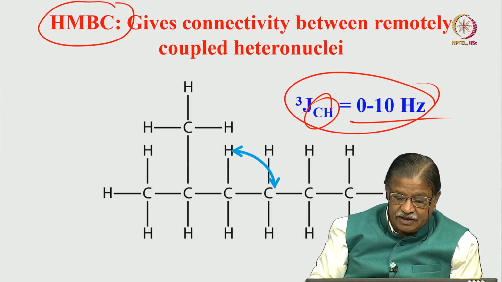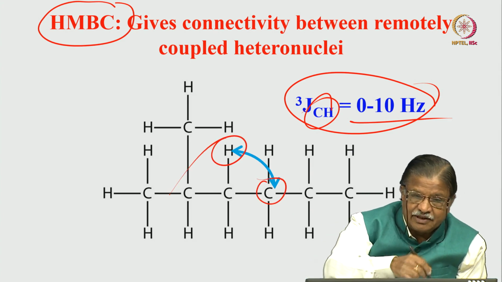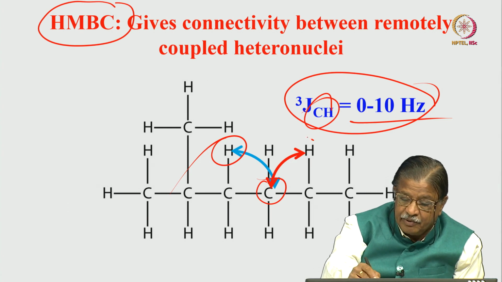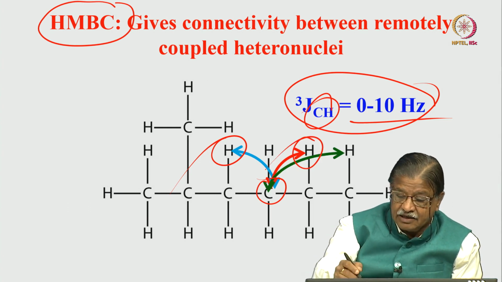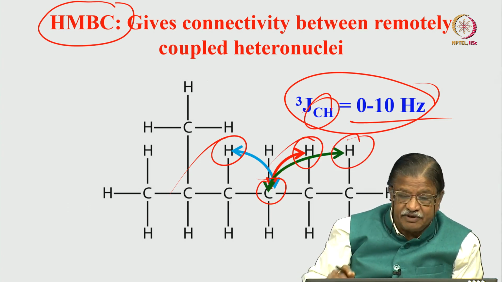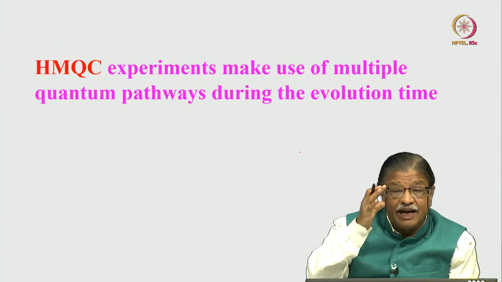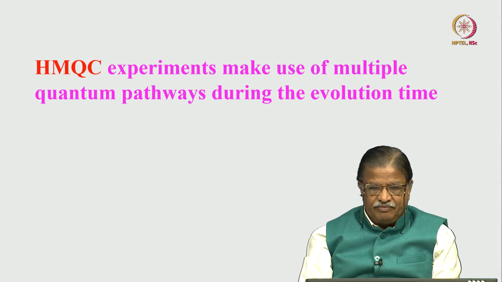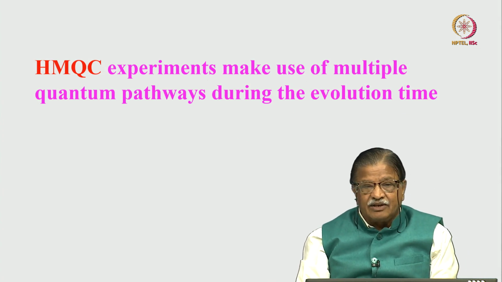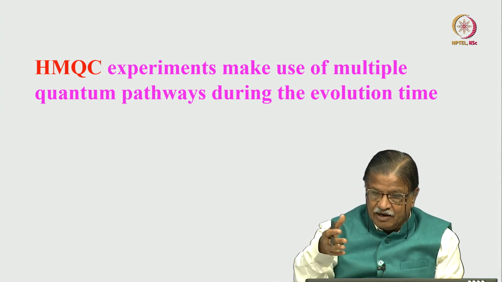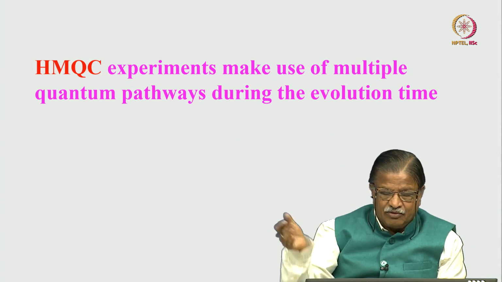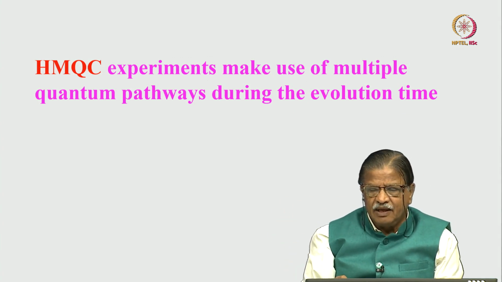But HMBC gives correlation of this carbon to this proton, this carbon to this proton, and this carbon to even this proton, 1 to 3 bonds away. And each carbon, this can give to this, like that. Varieties of correlations you can think of. HMBC can give long range correlations, one carbon to many other protons, now 2 bond, 3 bond separated also.